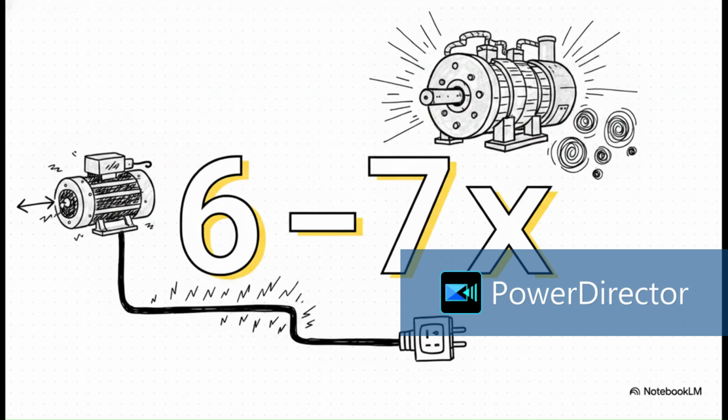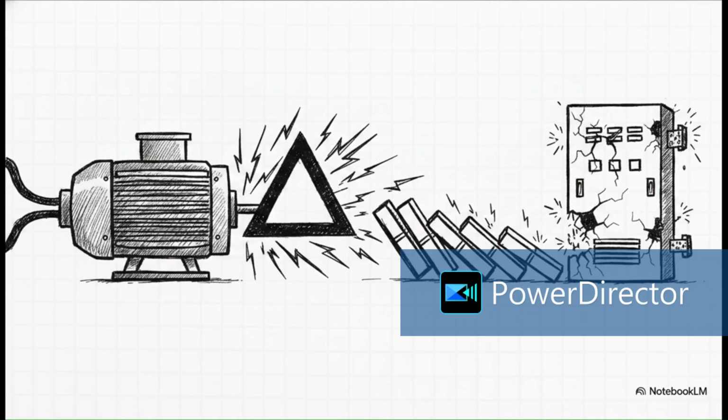Seriously, 6 to 7 times. For example, if a motor normally draws 20 amps while it's humming along, it's going to spike to 120 or even 140 amps just to get spinning. Now just imagine applying that massive multiplier to a giant high-tension motor. And this brilliantly illustrates exactly why we just cannot use the delta configuration for HT motors.